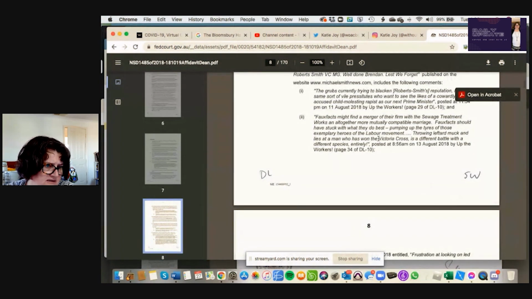"Fairfax might find a merger of their firm with the sewage treatment works an altogether more mutually compatible marriage. Fairfax should have stuck with what they do best, pumping up the tyres of those exemplary heroes of the Labour movement. Throwing left-hand mud and lies at the man who won a Victoria Cross is a different battle with a different species entirely."